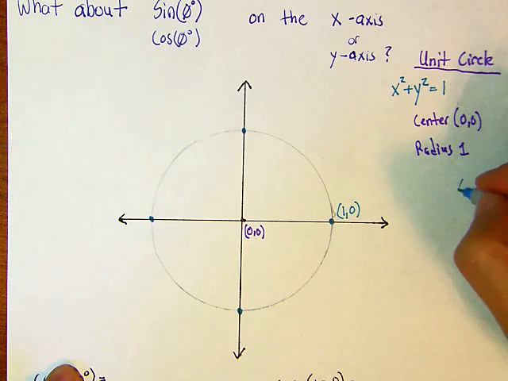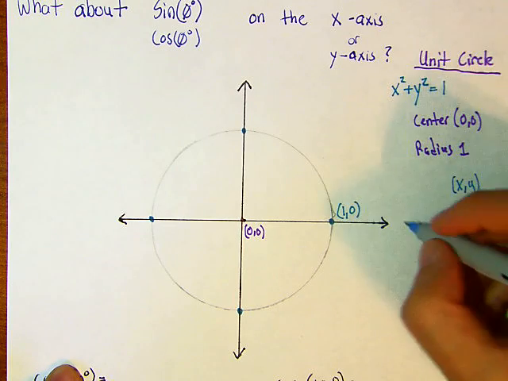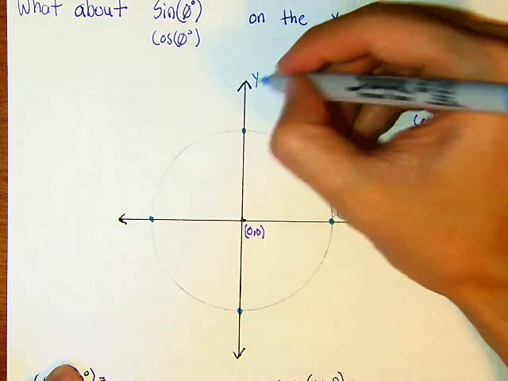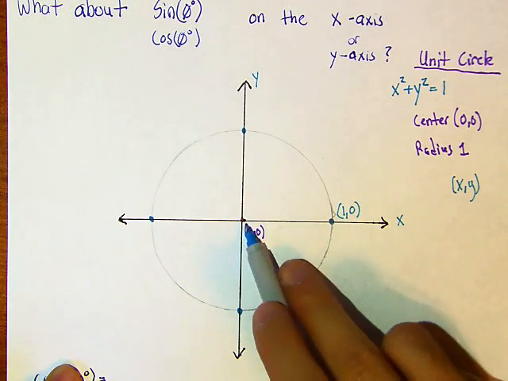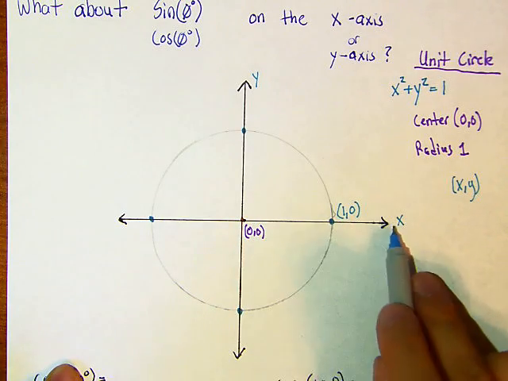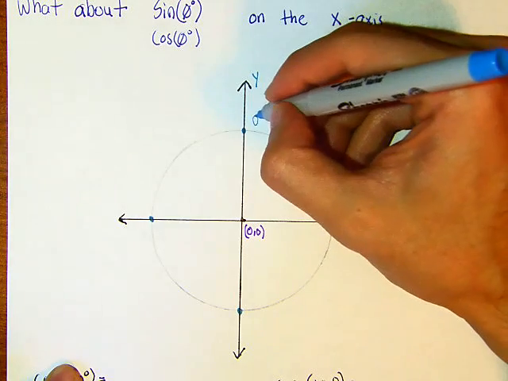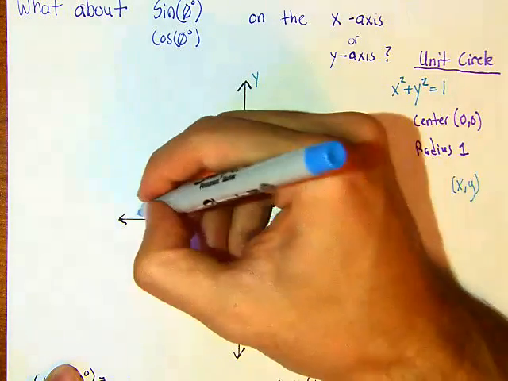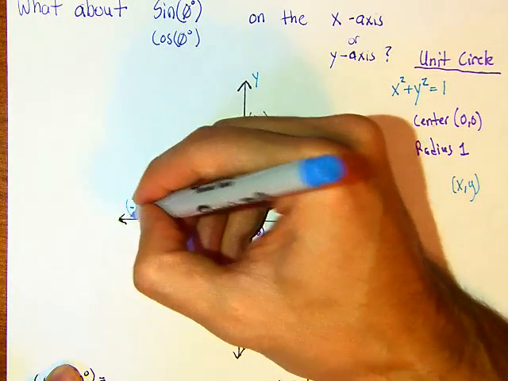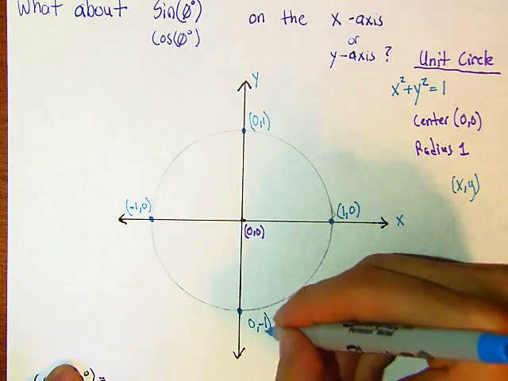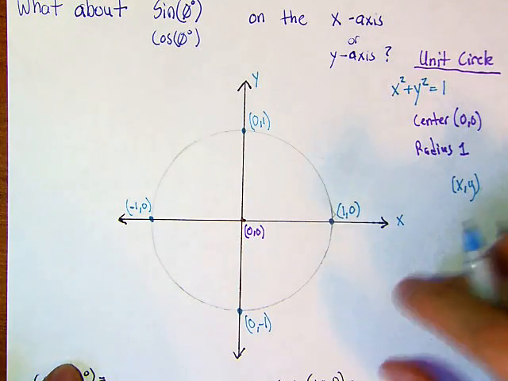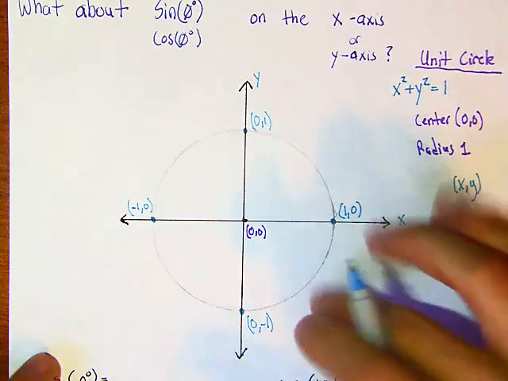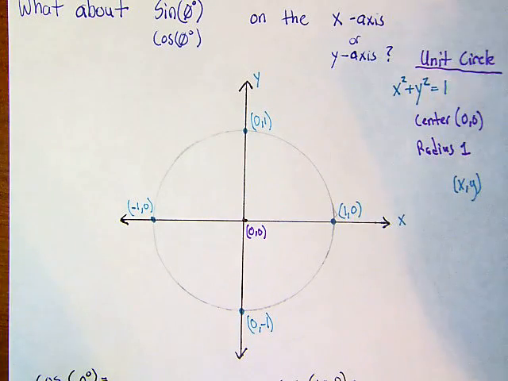Remember, it's always an x and a y. This is the x-axis. This is the y-axis. The x position is 1 away from here. This is 1, 0. What's the other one? This is 0, 1. This is negative 1, 0. And this is 0, negative 1. Okay. If I did that very fast, just pause the video and think about why these are the coordinates. But we should know this by now.